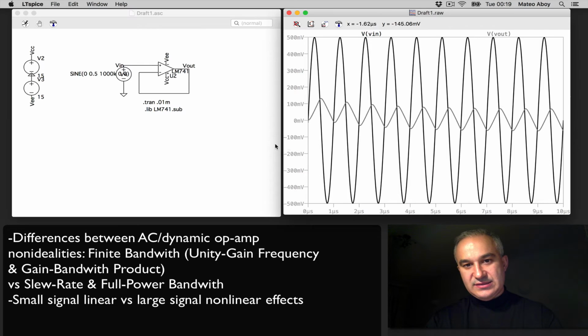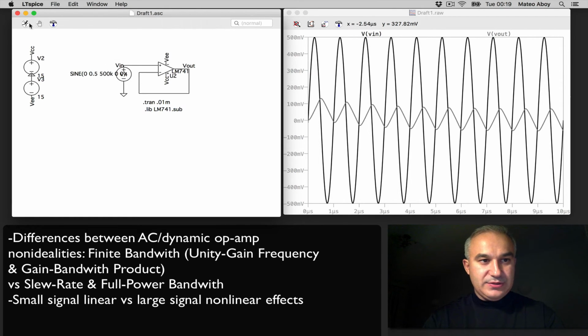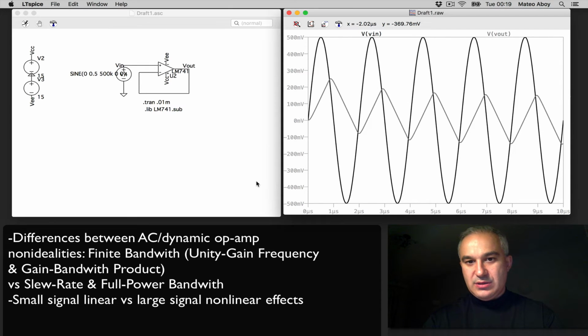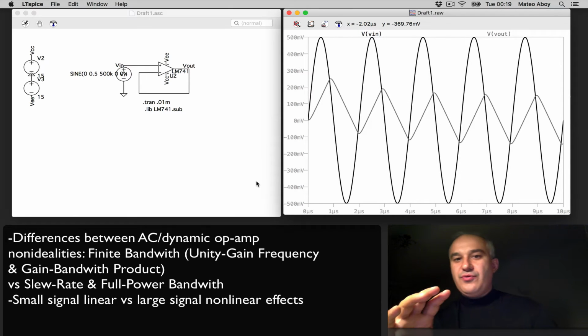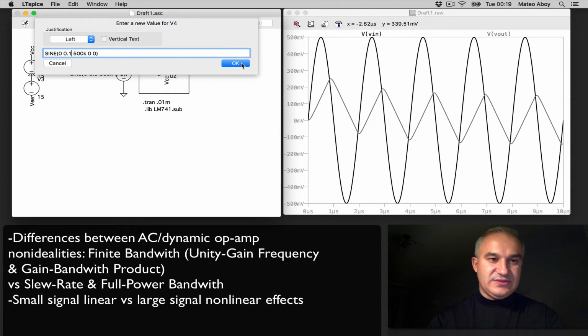Now in this case, we have low output, and we have a high frequency, and we are seeing there. Actually, let me just do this first. 500K. Now we have two effects going on. We have the slew rate limiting frequency, but you also see a further attenuation, and in this case this is due to the bandwidth.